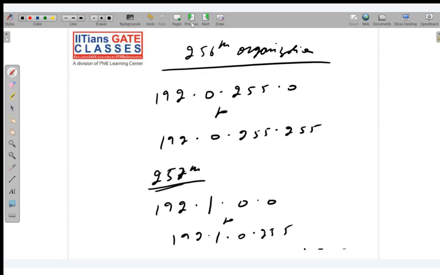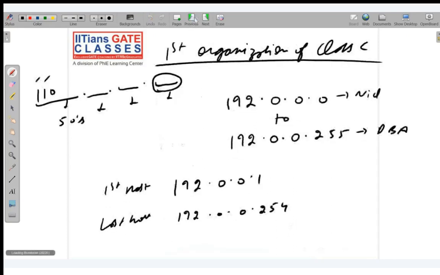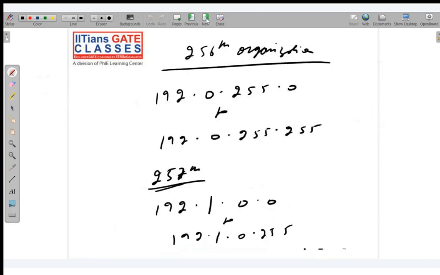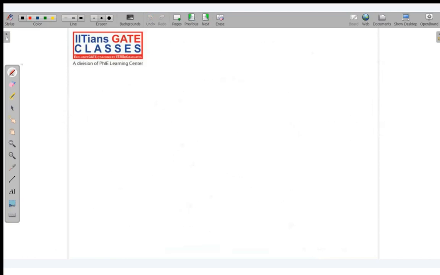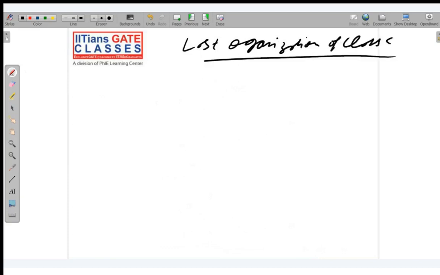Now take a snapshot. Done, sir. And one more thing: we will also study the last organization, the last organization of class C. It will not be the 512th; it will be very high. It will be roughly the 2 millionth organization. That is a very big number and we do not really need to remember it. So approximately the 2 millionth organization will be the last organization of class C.